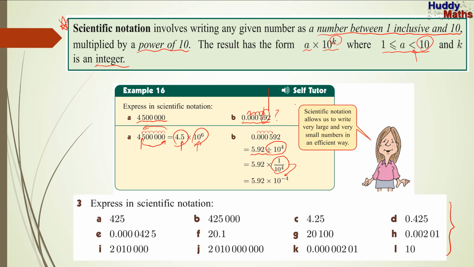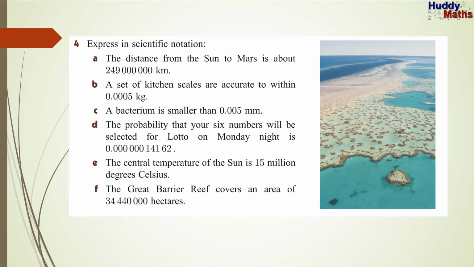So assign that position, put it in there like that, and then work out what power of 10 you need to create the number that you were actually given, the clumsy looking number. Okay, it's great for writing very large and very small numbers in a neat or efficient way. Right, so pause the presentation, have a go at that question, and come on down now.